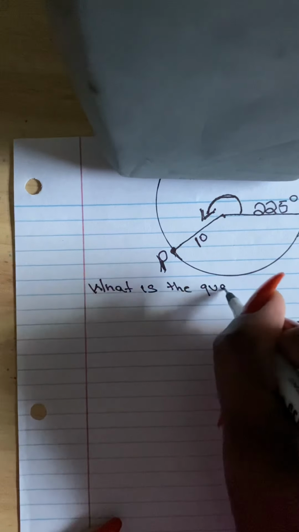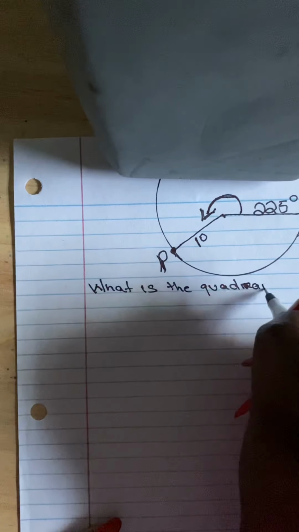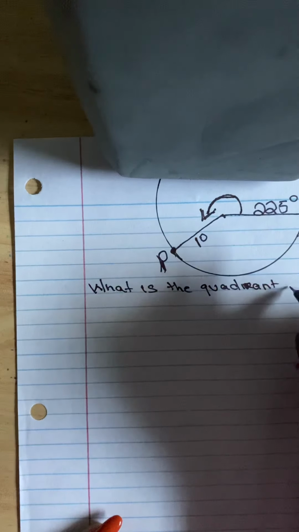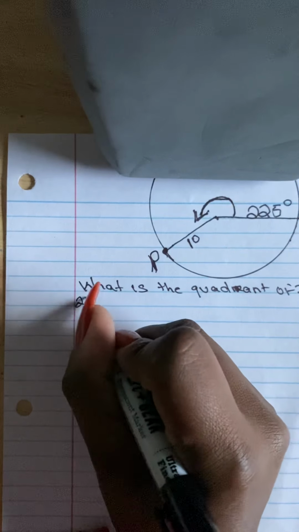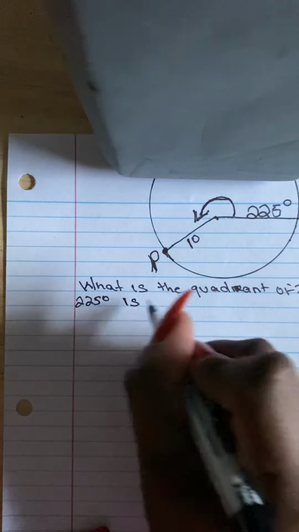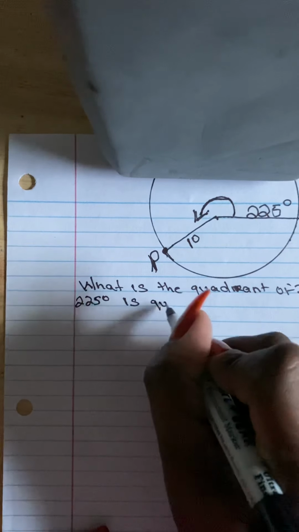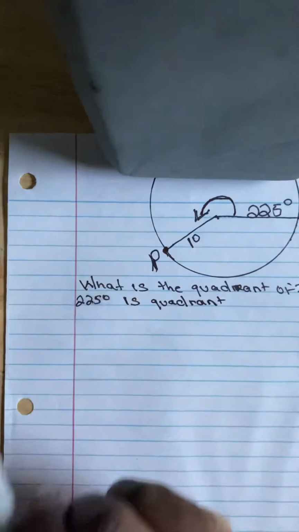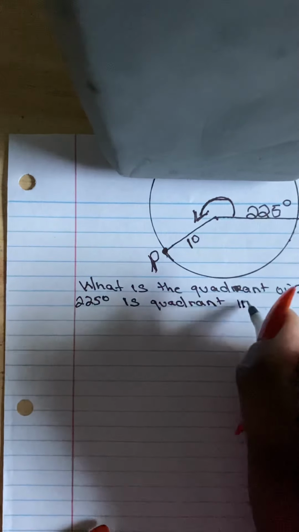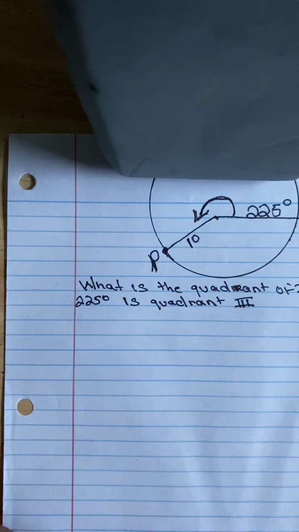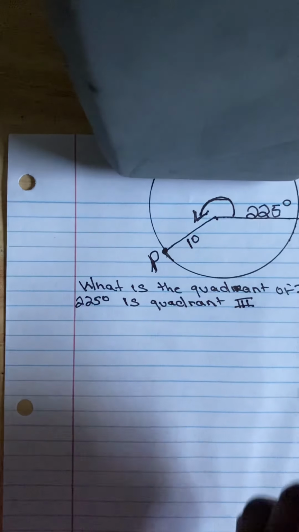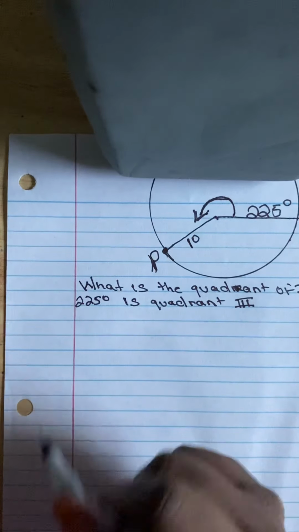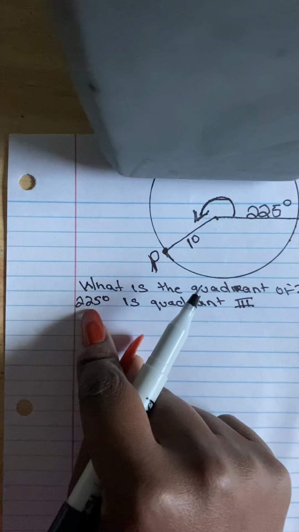What is the quadrant of 225 degrees? Last time we said 225 degrees is in, I'm going to shorten things, quadrant what? It's in quadrant number 3. The more we write these down, the more we are likely to remember them, which is good. So 225 is in quadrant number 3.